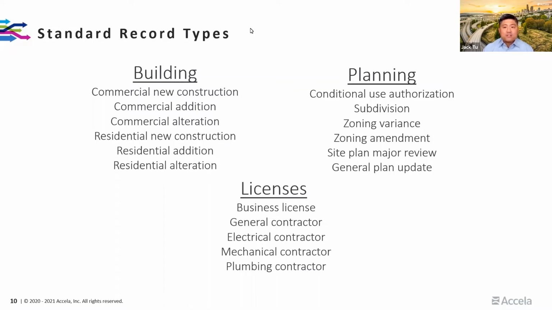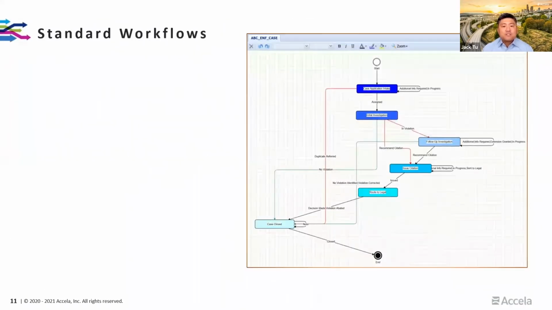For planning, we have conditional use, authorization, subdivision, zoning variance, zoning amendment, site plan major review, as well as general plan update. And again, we have additional Civic application solutions within the planning group. These are just the ones that we've seen used most often. And then for our licenses, we have business license, general contractor licenses, electrical, mechanical, and plumbing contractor licenses. So again, these are just some of our standard record types within our Civic applications.